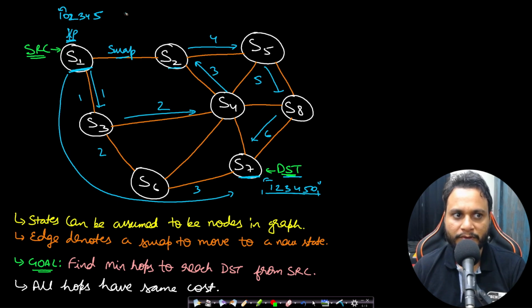So if this 0 is swapped with this one, you go to 0 1 2 3 4 5, and this may be called state 2, but then there may be other possibilities as well. So those all will be added to the adjacency list of this S1, right? So this is how you build the graph.